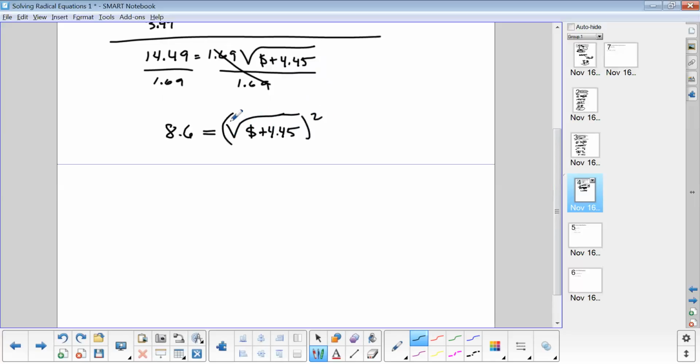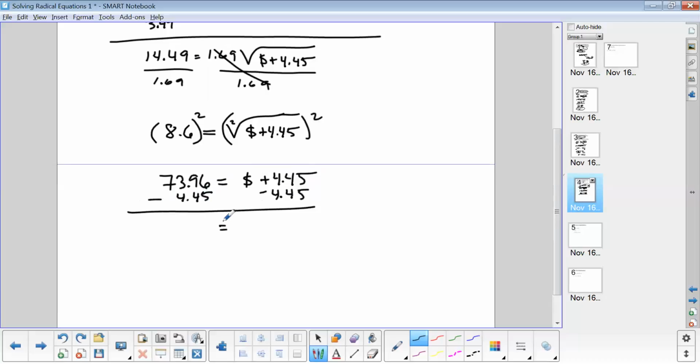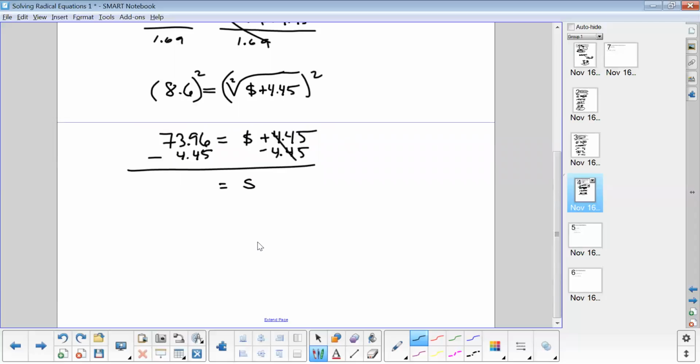Again, common theme now, I need to remove the radical. So that's a root, understood root of 2. So I'm going to square both sides. And when I square 8 and 6/10, I get about 73 and 96 hundredths equals the speed plus 4 and 45 hundredths. Almost there. I want to solve for speed, so I'm going to subtract 4 and 45 hundredths. That goes to 0. So I'm left with speed. And so I get 69 and 51 hundredths.